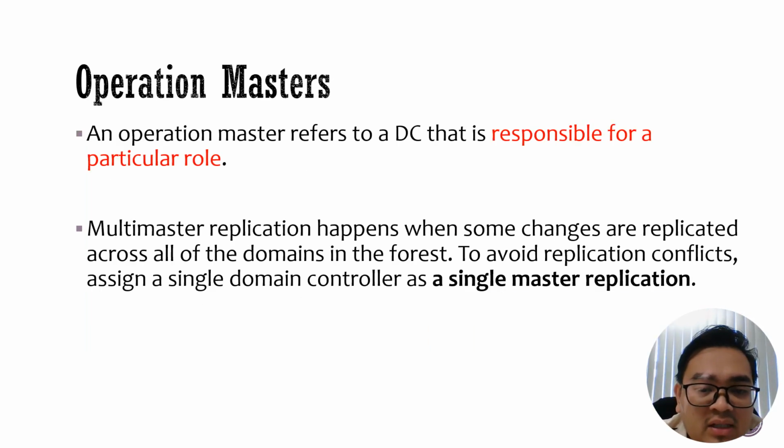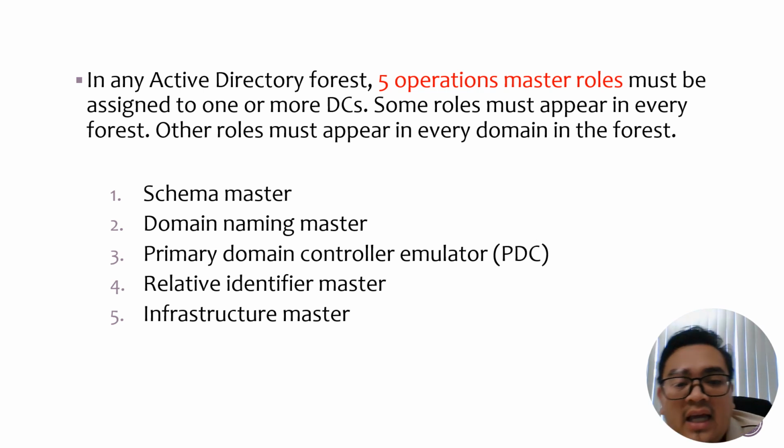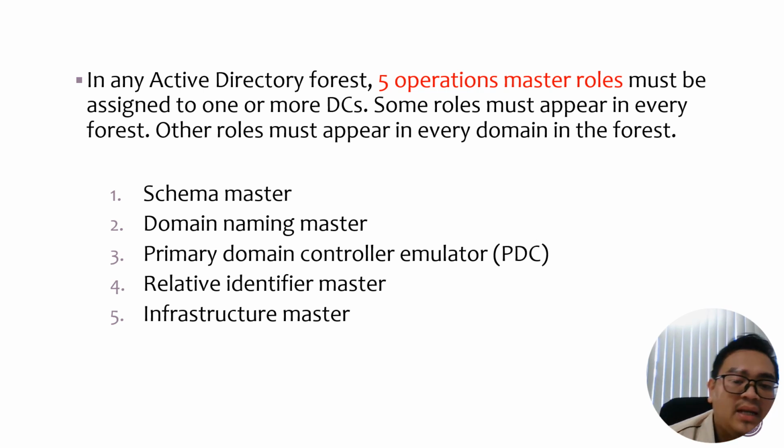Operation masters. An operation master refers to the DC that is responsible for a particular role. Multi-master replication happens when some changes are replicated across the domains and forests. To avoid replication conflicts, assign a single domain controller as a single master. In any Active Directory forest, 5 operation master roles must be assigned to one or more domain controllers. Some roles must appear in every forest, and other roles must appear in every domain in the forest. First is schema master, domain naming master, primary domain controller emulator, relative identifier master, and infrastructure master.